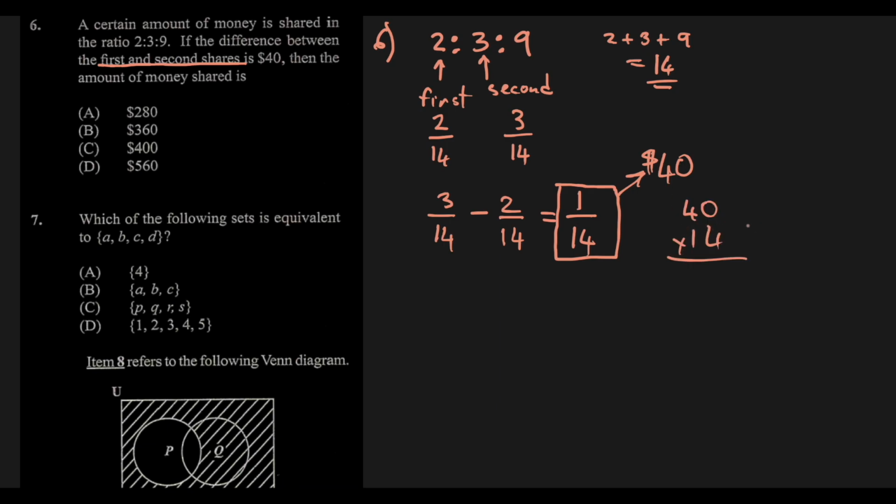So 4 times 0 is 0. 4 times 4 is 16. So then we put a 0 here. 1 times 0 is 0. 1 times 4 is 4. So now we have to add up these values here. So 0 plus 0 is 0. 6 plus 0 is 6. 1 plus 4 is 5. So then we have $560 was shared in total. So therefore our answer is this.